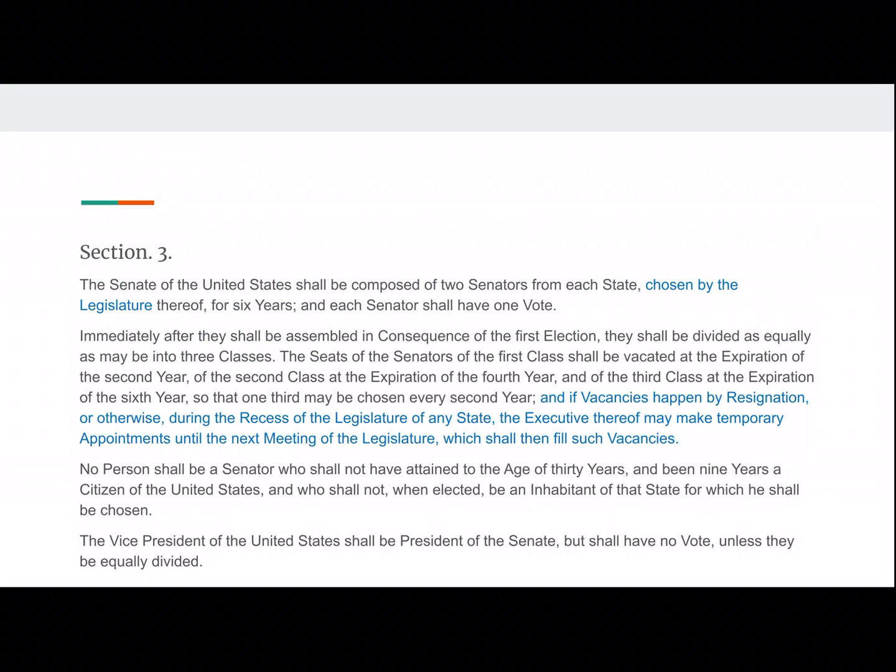Immediately after they shall be assembled in the consequences of the first election, they shall be divided as equally as may be into 3 classes. The seats of the senators of the first class shall be vacated at the expiration of the second year, the second class at the expiration of the 4th year, and of the third class at the expiration of the 6th year, so that 1/3 may be chosen every second year. And if vacancies happen by resignation or otherwise during the recess of the legislature of any state, the executive thereof may make temporary appointments until the next meeting of the legislature, which shall then fill such vacancies.